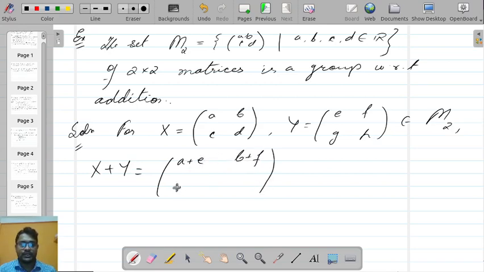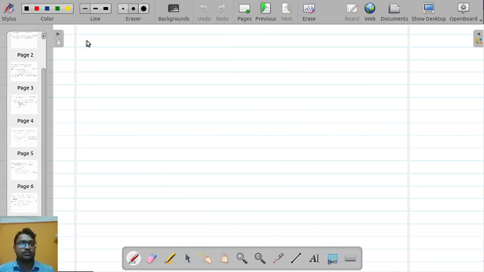In your higher secondary you have already done this: c plus g, d plus h. This is also a matrix. The sum of two 2 by 2 matrices is also a 2 by 2 matrix, by definition of the sum. So the closure property we have verified. Then next comes the associative property. We know matrix addition is associative, by properties of matrices.